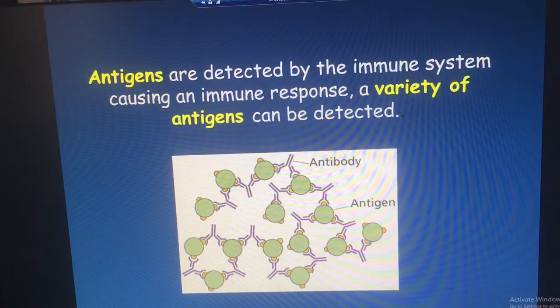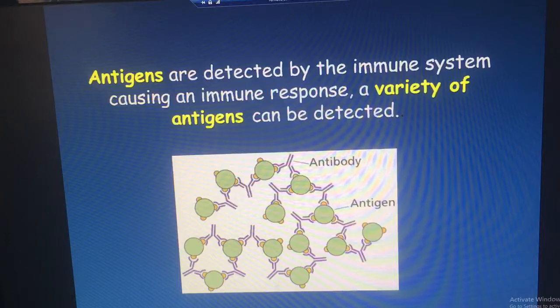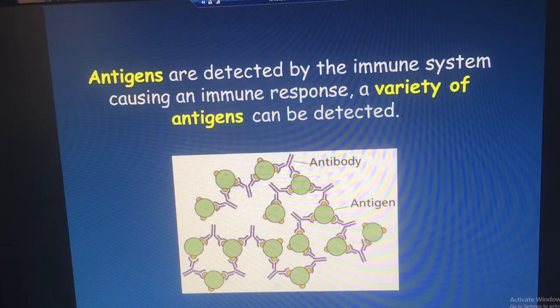And you can basically think about antigens, these proteins and glycoproteins, as having a very specific shape, and it's that specific shape that is detected by the immune system. It's detected as being different to the antigen shape that would normally be on a body cell.